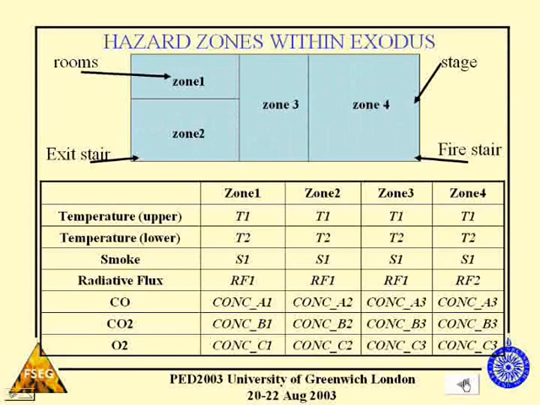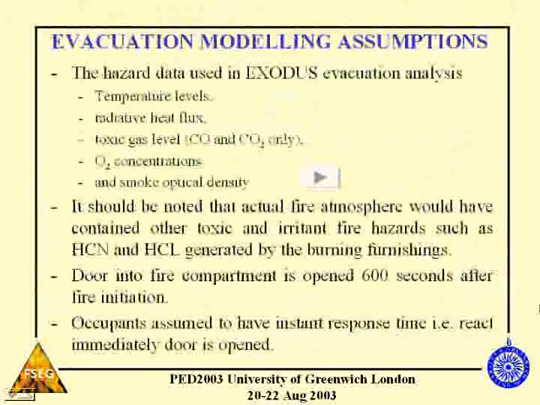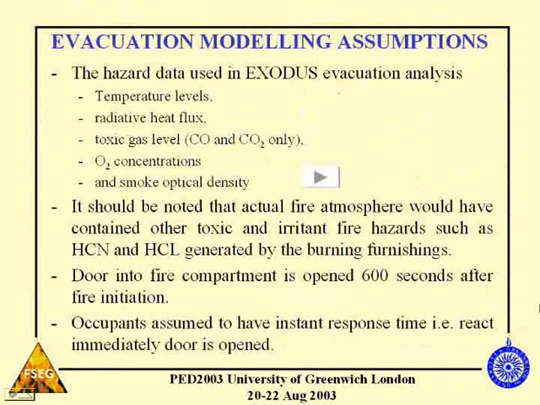It should be noted that the actual fire atmosphere would have contained other toxic gases, as I said, and other irritant gases which would have had an effect, and EXODUS can in fact include these gases, but as we didn't have reliable data for them, we didn't include them. The door into the fire compartment was opened at 600 seconds after fire initiation, and occupants are assumed to have an instant response time. That is, as soon as the door is open and the flames burst into the room, they take off. That's the assumption that we made.